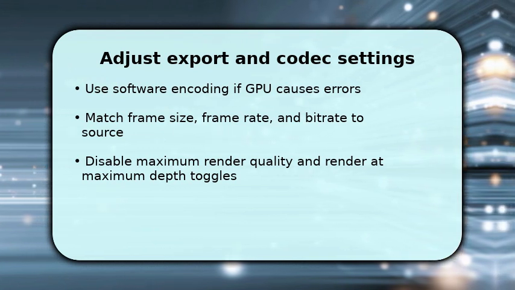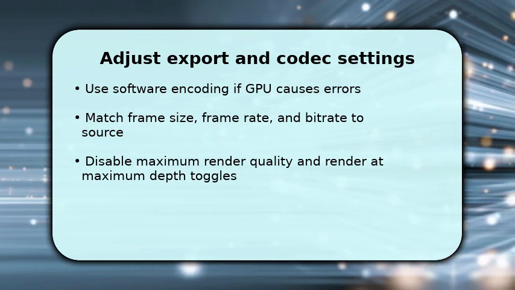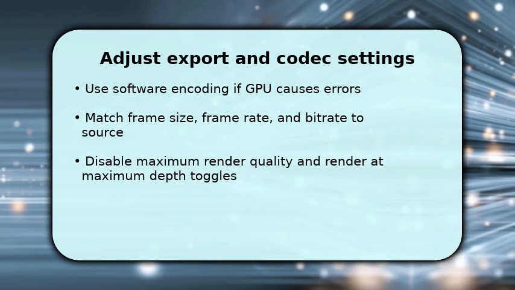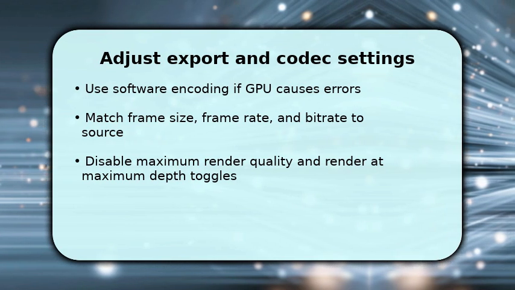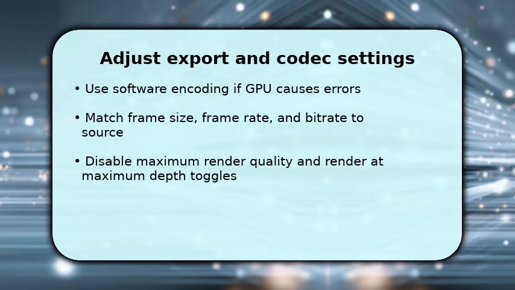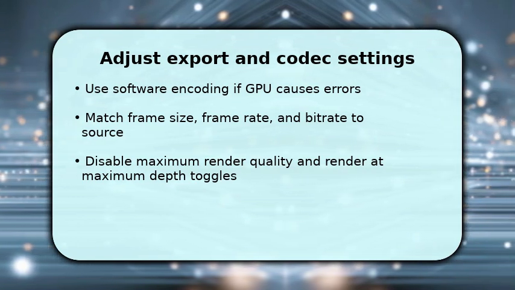Then explicitly match frame size, frame rate, and bitrate to your source to reduce transcoding stress. If you previously enabled maximum render quality or maximum depth, turn them off temporarily because they multiply processing load and expose codec bugs. Export a small segment again if that succeeds. You've narrowed the problem to hardware acceleration or high-quality toggles.